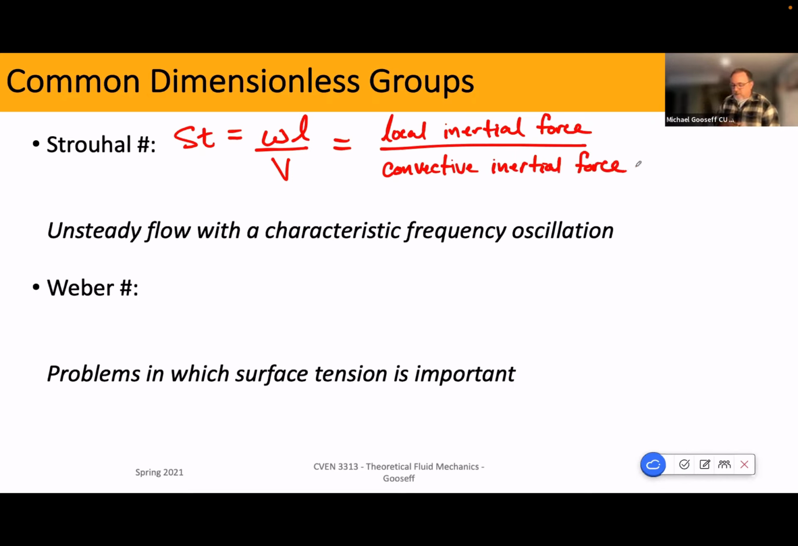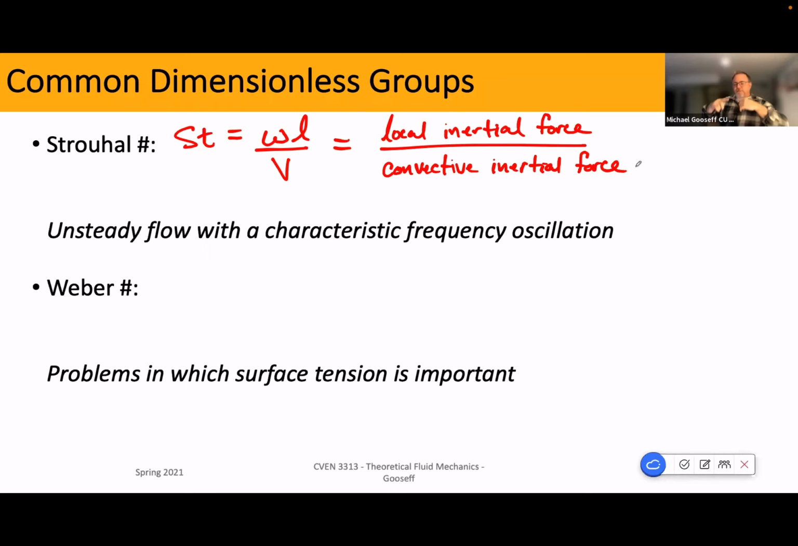Okay, so unsteady flow with a characteristic frequency oscillation. Something like, when I was writing out my notes, I was thinking of the Austin Powers movies. Isn't there a scene where Mini-Me comes out and he's in space and he's sort of spinning, but he's also moving at the same time?